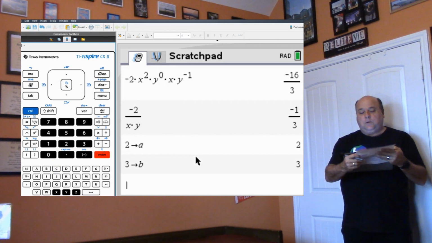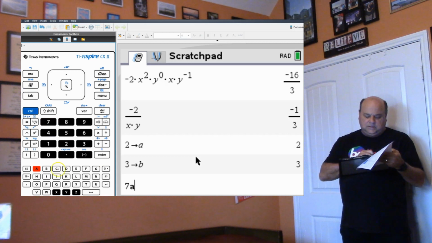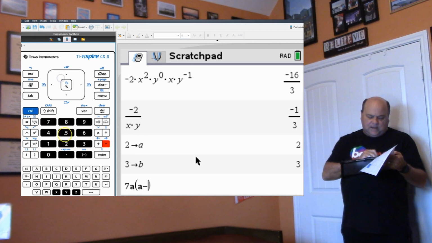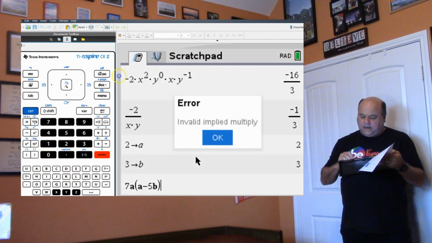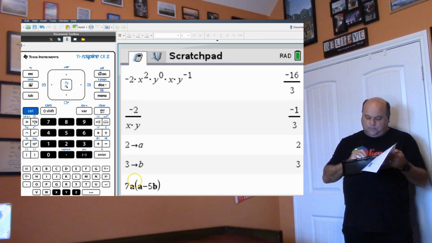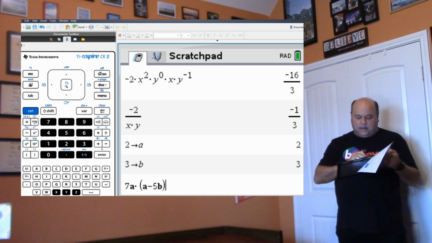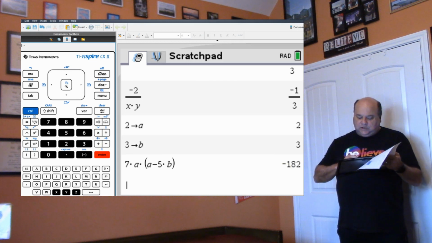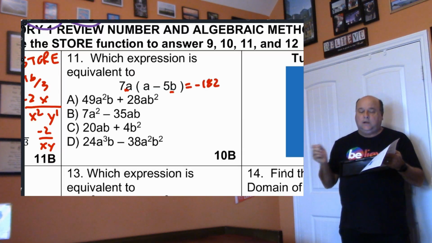Now then, let's type in the problem. 7A, parentheses, and then A minus 5B, close parentheses. I got the problem in. Ooh, sorry about that. I got to go back and put a times right here. Now it'll work. You got to put a multiply between a letter and a parentheses. So I get negative 182. Okay, so on this problem right here, we get negative 182 if we plug it in.